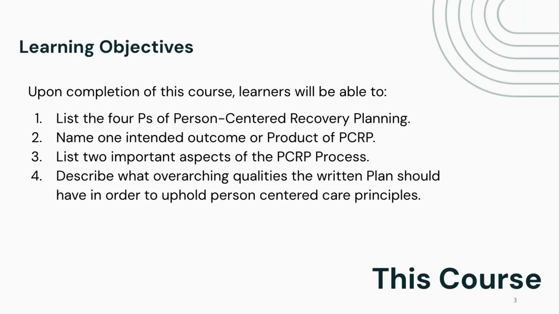We have 4 learning objectives for this course. Upon completion, you will be able to list the 4 Ps of person-centered recovery planning, name one intended outcome or product of PCRP, list 2 important aspects of the PCRP process, and describe what overarching qualities the written plan should have in order to uphold person-centered care principles.